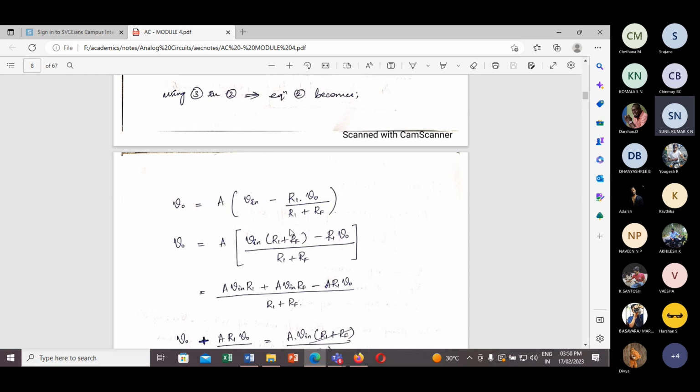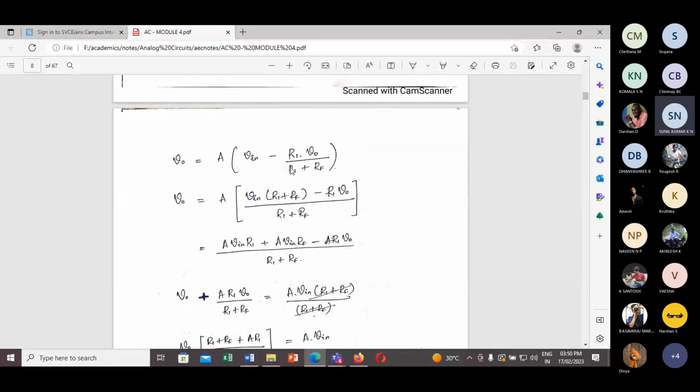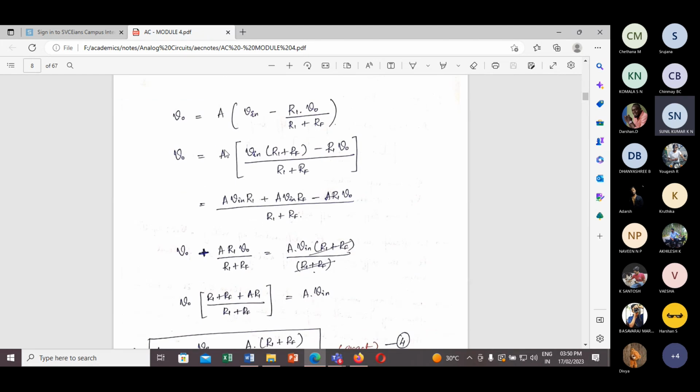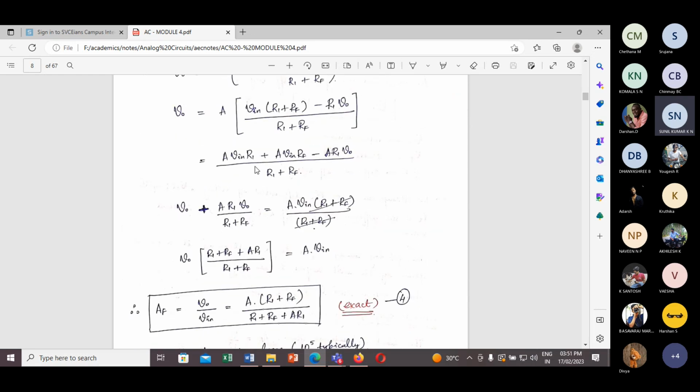If you substitute this expression and elaborate the R1 plus Rf in the denominator, this will get multiplied: A Vin R1 plus A into Vin into Rf minus A into R1 Vo, divided by R1 plus Rf. So the Vo term is there, and here also the Vo term is there. Separate the Vo and Vin terms. Here the left hand side will be all Vo terms, and the right hand side will be all Vin terms.